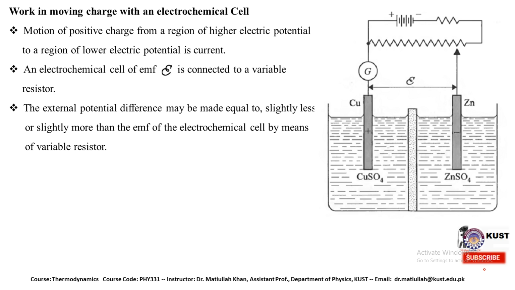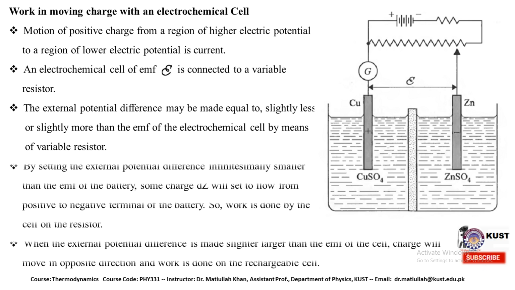The motion of positive charge from a region of high electric potential to a region of lower electric potential is actually called the conventional current, as it is normally defined. So an electrochemical cell is represented by an EMF that is connected to a variable resistor. The external potential difference may be made equal to, slightly less than, or slightly more than the EMF of the electrochemical cell by means of the variable resistance. When there is a difference between the electric potentials, current will flow through the conductors.